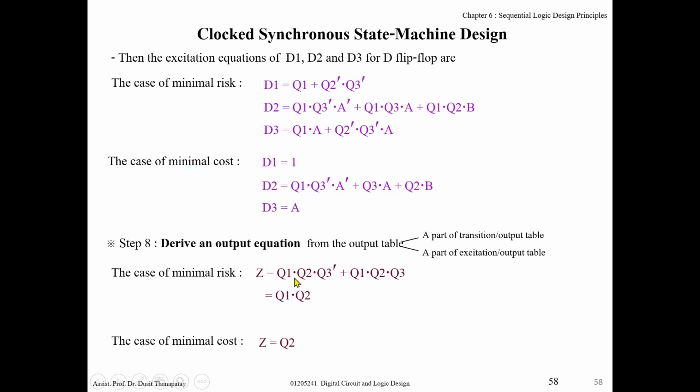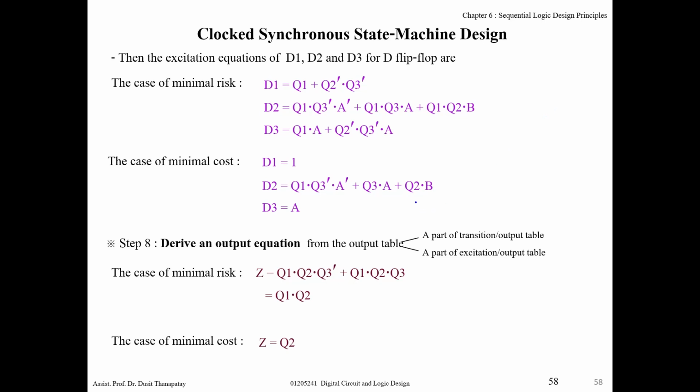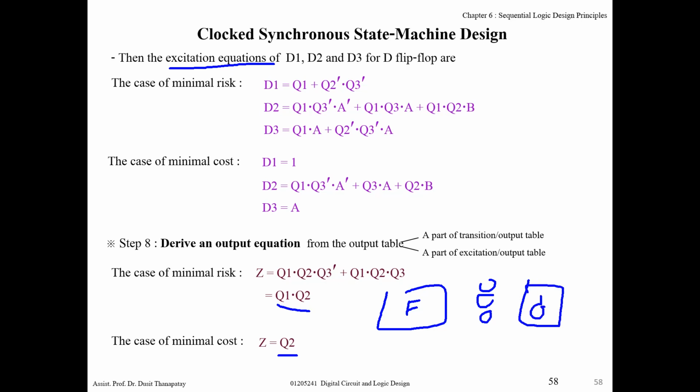And for the output also, for minimal risk, someone may define 0, 0 for the undo state, while for minimal cost, maybe don't care. When you write the K-map for the output, you get the equation for both cases, minimal risk and minimal cost. After you know the equation for circuit F, the excitation equation, and for circuit G, the output equation, you can implement the state machine by connecting the circuit from this excitation equation and output equation. Okay, that's all.